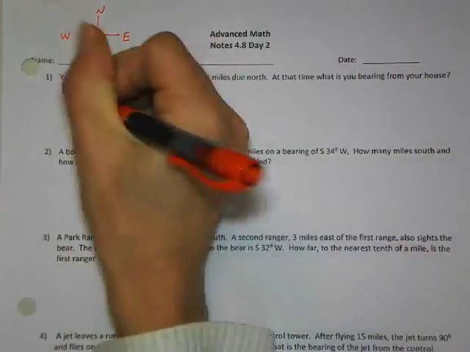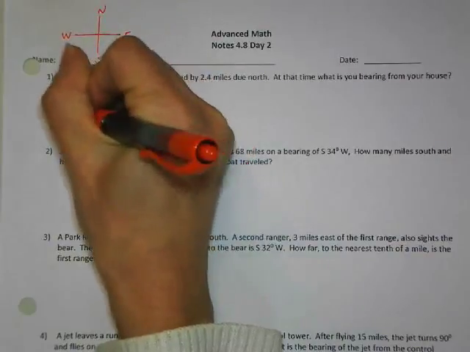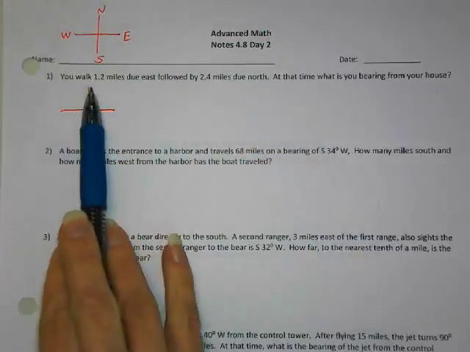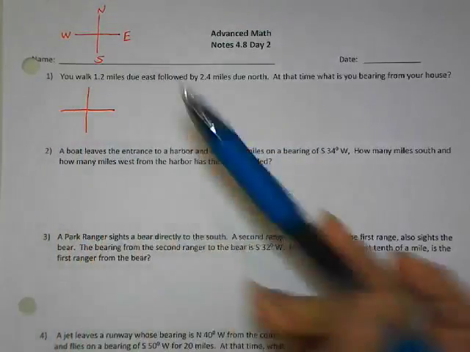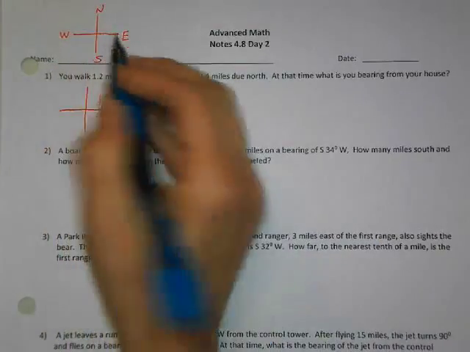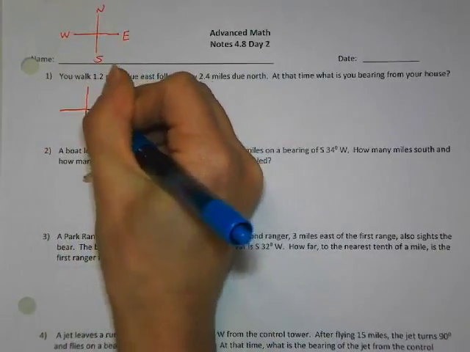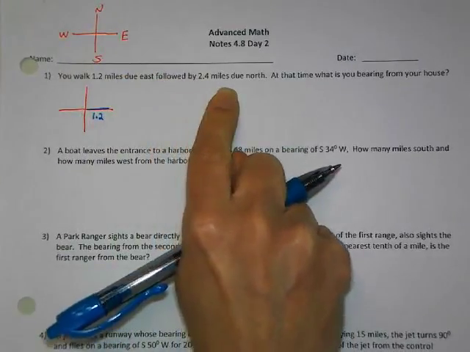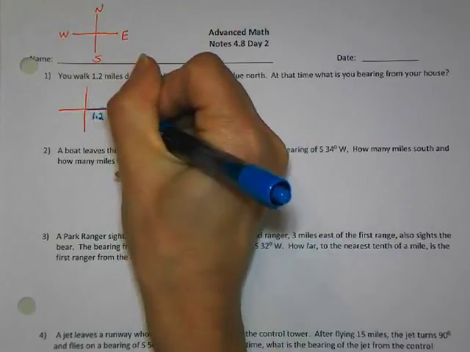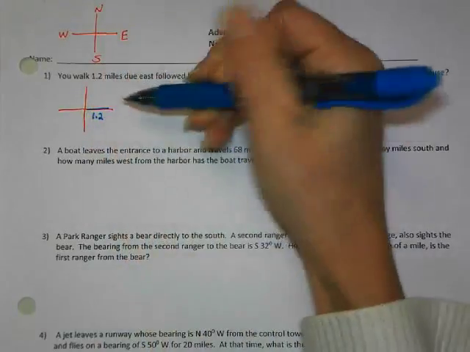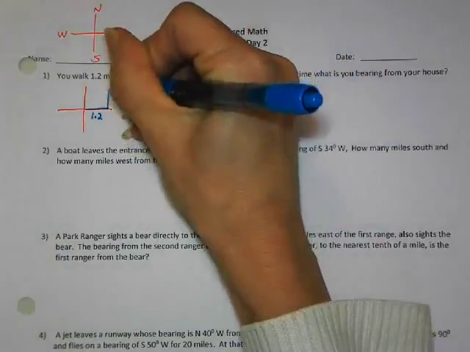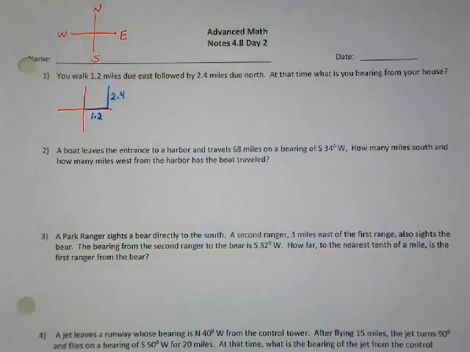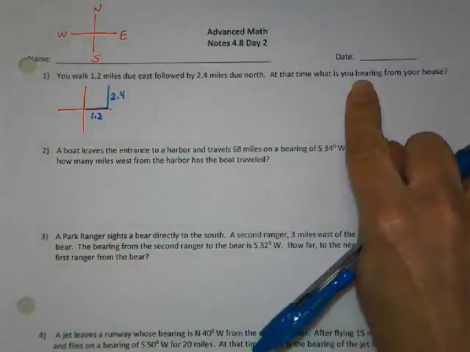Number one, what I want you to do on every one is, as you start, draw your compass. It says you walk 1.2 miles due east. So I'm going to go easterly 1.2 miles, followed by 2.4 miles due north. So I've walked this far, I now go north, which would be going up. I'm now going to go up 2.4 miles north. At this time, what is your bearing from your house?